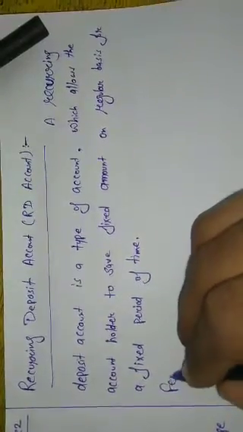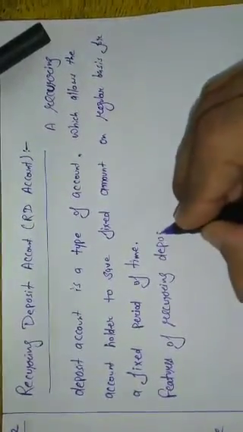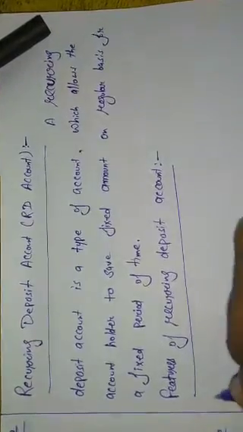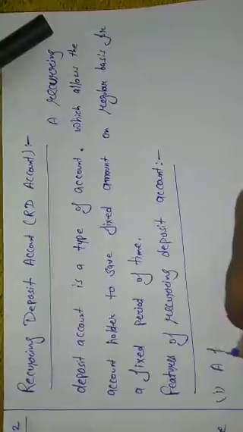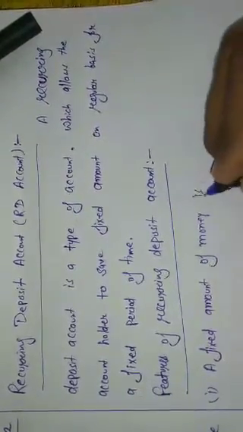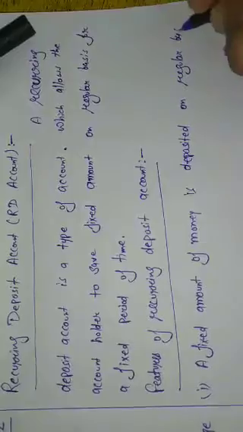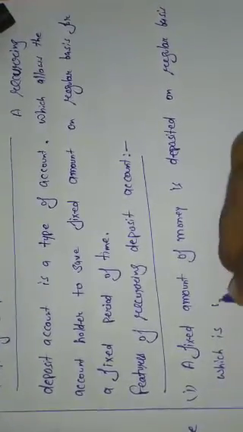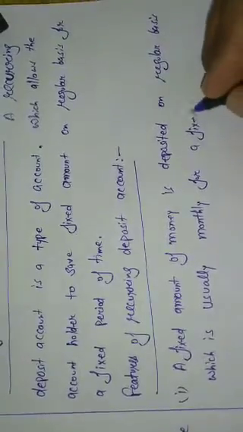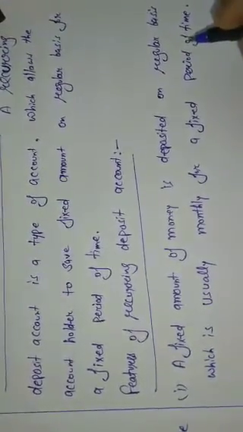So what are the features? You write features of a recurring deposit account. First feature is, you can write the feature also here, a fixed amount of money is deposited on a regular basis, which is usually monthly for a fixed period of time. Okay, एक specific time durations के लिए you can deposit your amount.